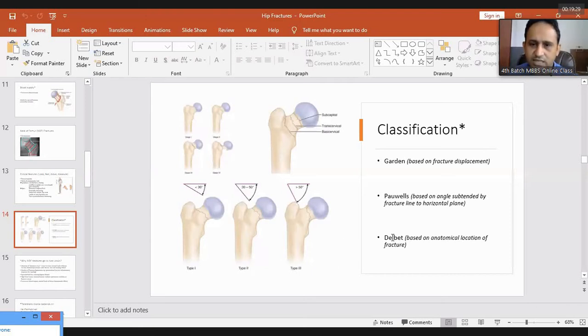And Delbet is another classification usually used in children. That's based on the anatomical location of the fracture. So that divides you into subcapital fracture, transcervical fracture, basicervical fracture, or a cervicotrochanteric kind of fracture.